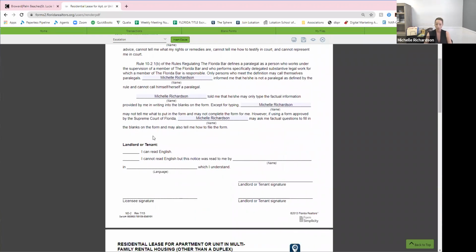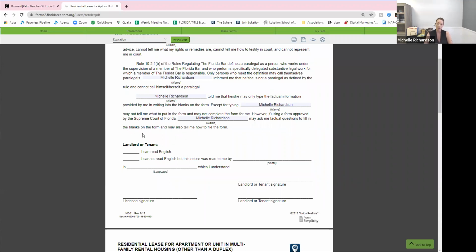So you'll notice down below right here where it says the landlord or the tenant, it says I can read English, I cannot read English, and then it tells them to fill in their name and the language that they speak. You will notice here that you can't fill in any blanks or check any of this off. They do not allow you to fill in the blanks. They want the actual particular landlord or the tenant that is filling this out to check those boxes off, to fill in their name and put in the language and sign the form themselves. This is not a part of the contract that you are allowed to fill in whatsoever, so make note of that.